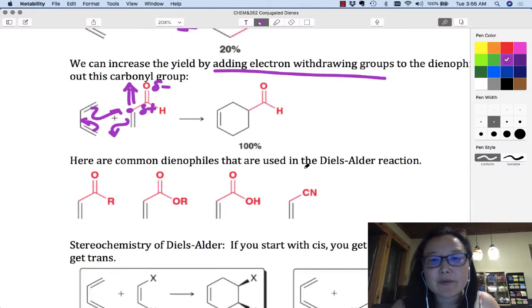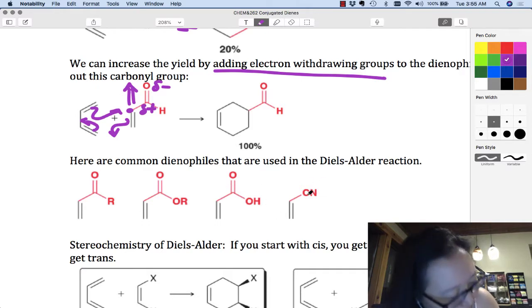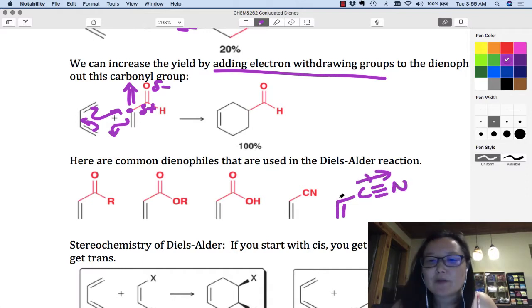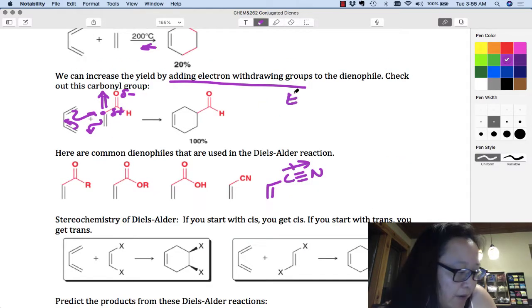Other electron withdrawing groups are ketones, this one is an aldehyde, esters, carboxylic acids, or even cyanide. If you draw this out, you have this, and you can see the dipole this way, which makes this carbon more electropositive. Adding electron withdrawing groups is going to help make your rate faster or rate higher.